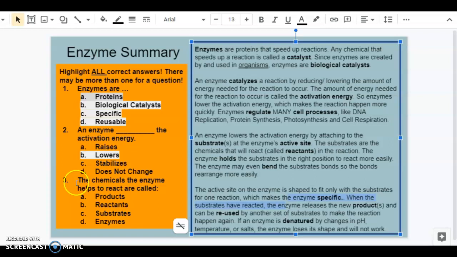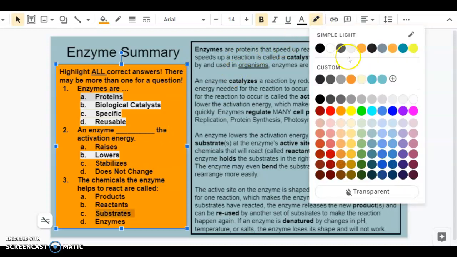Let's see what that is. The chemicals the enzyme helps to react. Where did we find that? Right here. The substrates are the chemicals that will react. The enzyme holds the substrates. That is the one it helps to react. So, substrates are the chemicals the enzyme helps to react.